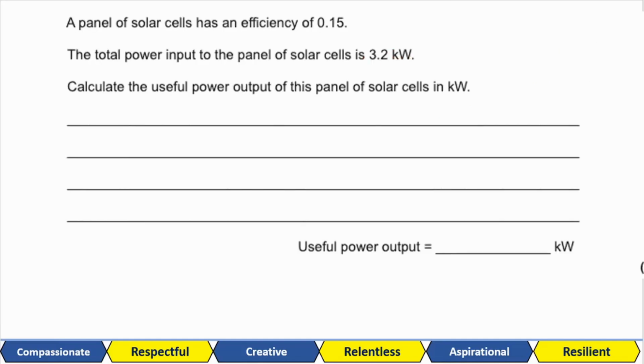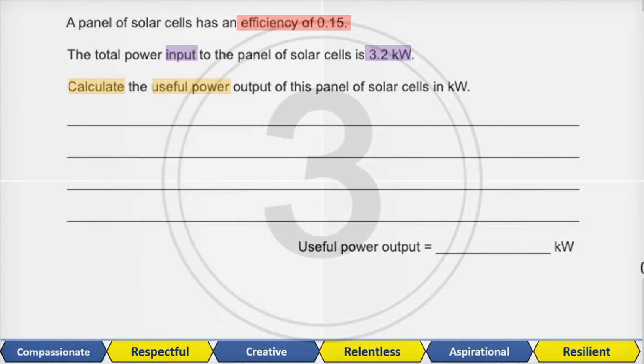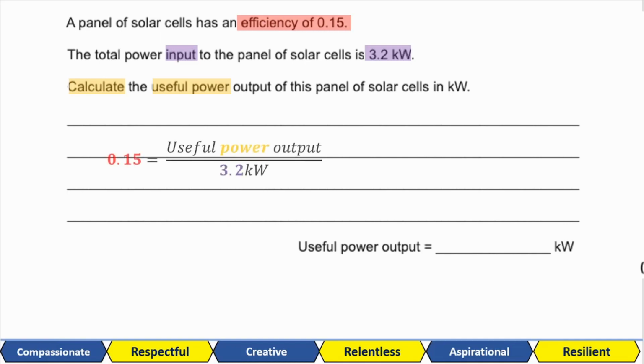Here's another example. We have been given these values and we need to calculate the useful power output. When we put that into our equation, we get 0.15 equals useful energy over 3.2 kilowatts. Since we want our answer in kilowatts, we do not need to convert the watts. Rearranging that to give useful energy output gives 0.15 times 3.2 kilowatts. This gives us 0.48 kilowatts.